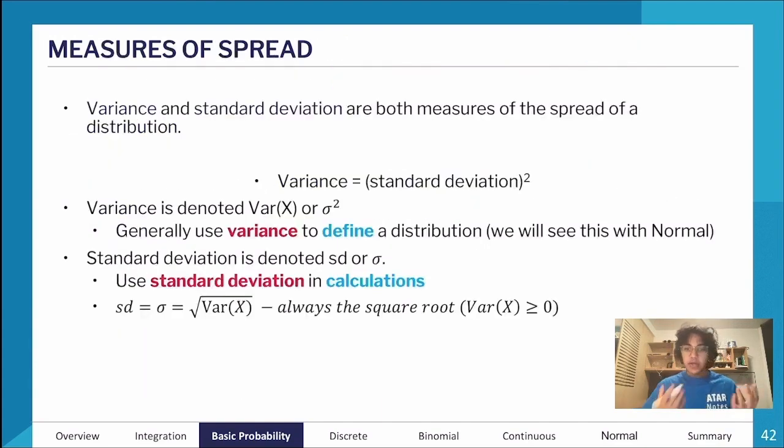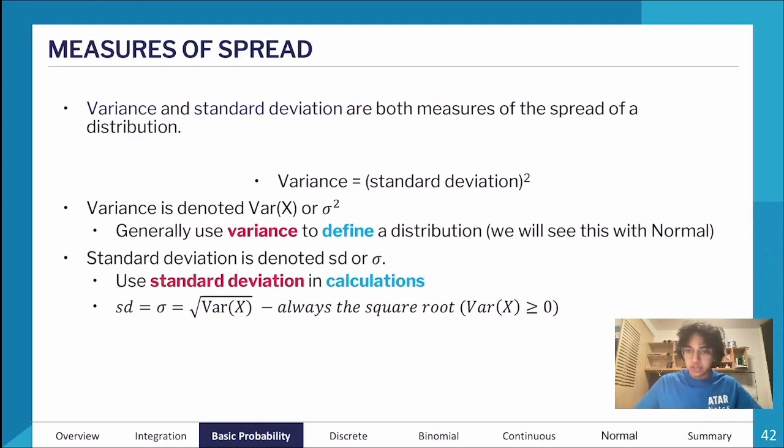Okay, how can we measure the spread of our values, right? Obviously, after we do an experiment, we're going to get a bunch of different values, right? How do we measure the distance between each value, like how each value varies with each other? And so that's where variance and standard deviation come in. They're both measures of spread, right? Variance is given by the square of standard deviation, right? So we generally use variance to define a distribution. And we'll talk about defining distributions when we talk about binomial and normal, right?